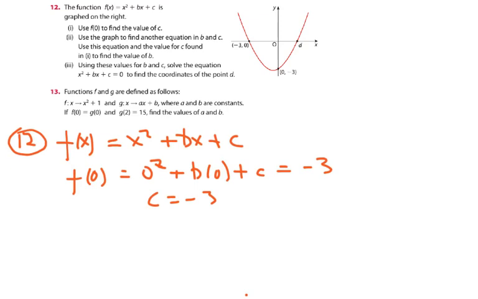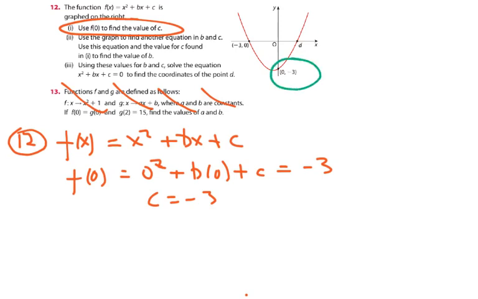Okay, we're doing question 12 now, so ignore this one for a few minutes. So, as I said the last time, you write down f of x is equal to x squared plus bx plus c. And we're told then to use f of 0 to find the value of c. So there's f of 0.